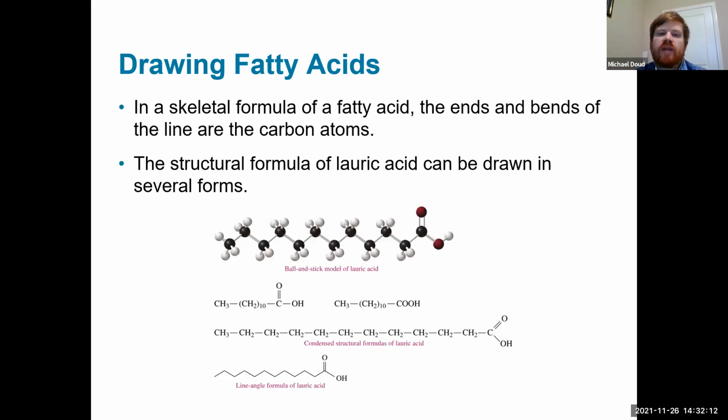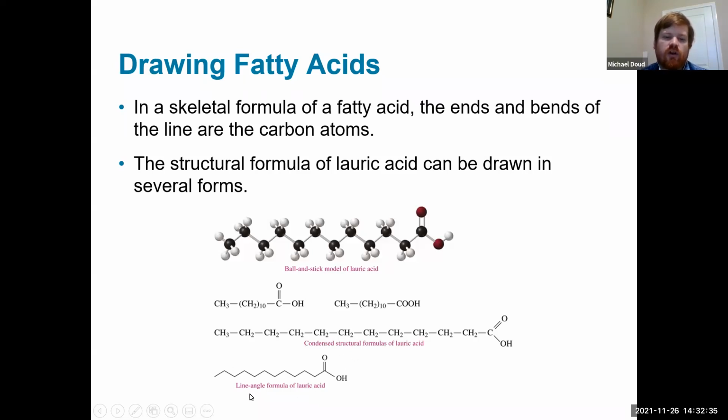So now, how do you draw fatty acids? Well, there's a bunch of different ways. Of course, the line angle formula still works just fine. This is lauric acid here, for example, and it has 1, 2, 3, 4, 5, 6, 7, 8, 9, 10, 11, 12 carbons in the chain.